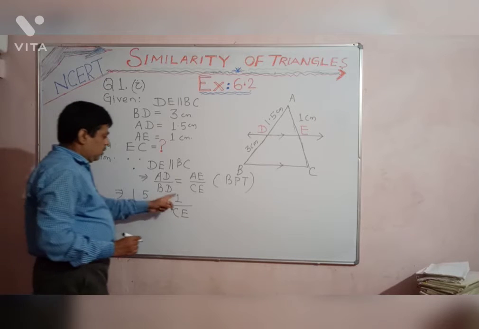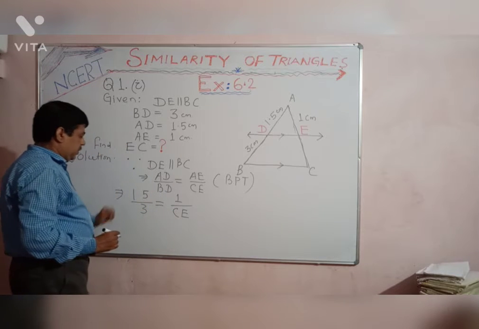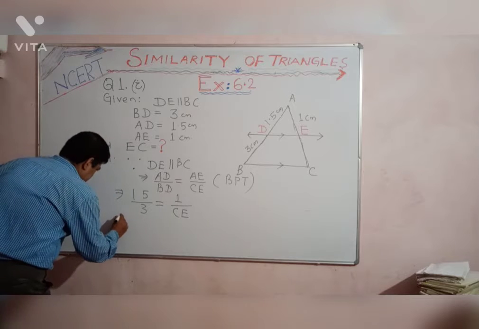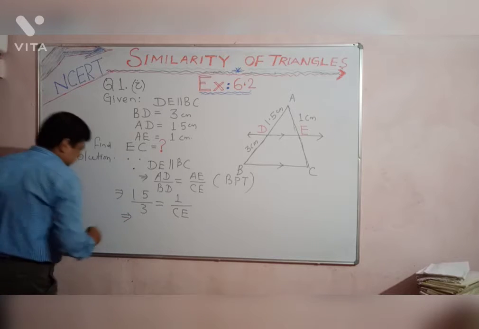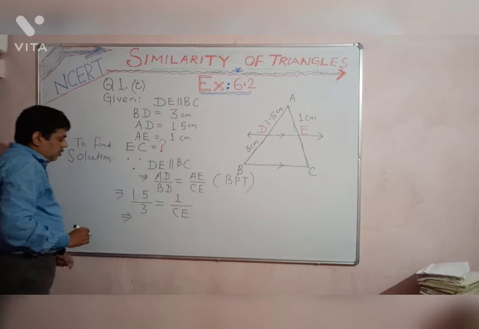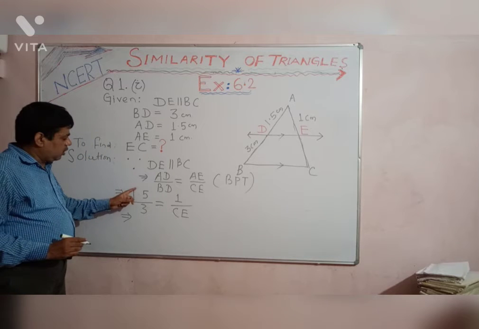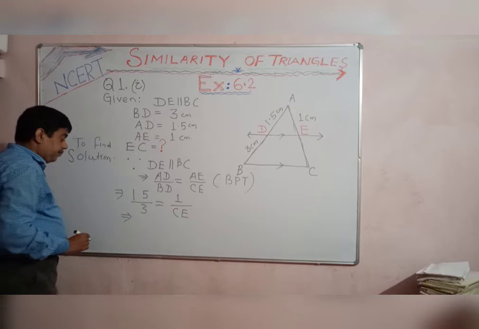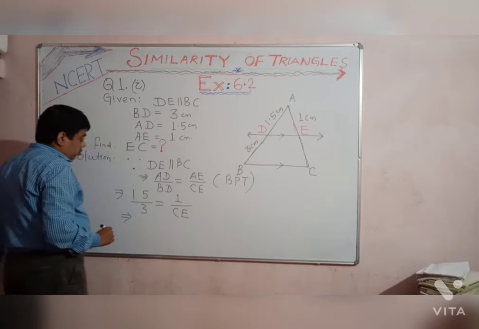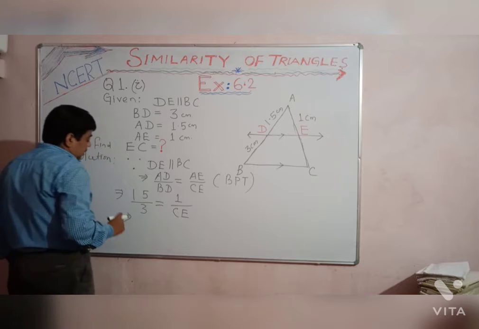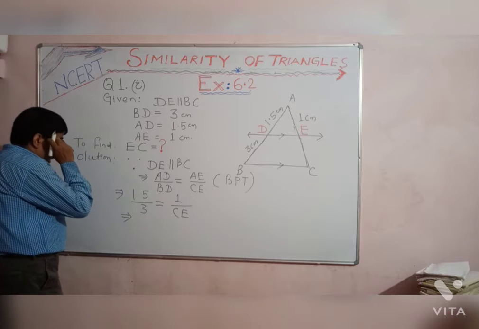Now you see, 1 upon CE is equal to 1.5 by 3. So 1.5 by 3, here you see, is a decimal number. Already you know, if the denominator and the numerator are decimal numbers, how to simplify? Here 1.5 is the numerator, and it is a decimal number.